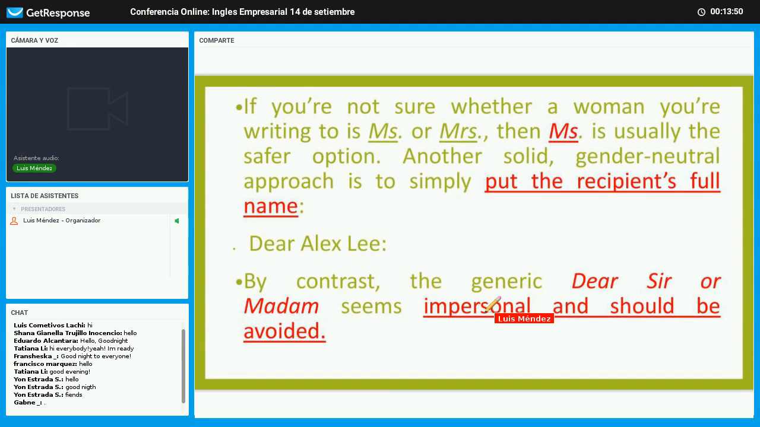So let's try to avoid it. It's important not to include the impersonal sir or madam. It's better to include the name or just to whom it may concern, as I was saying. Sorry, but there was some sort of interruption here. Okay. Now, let's continue.